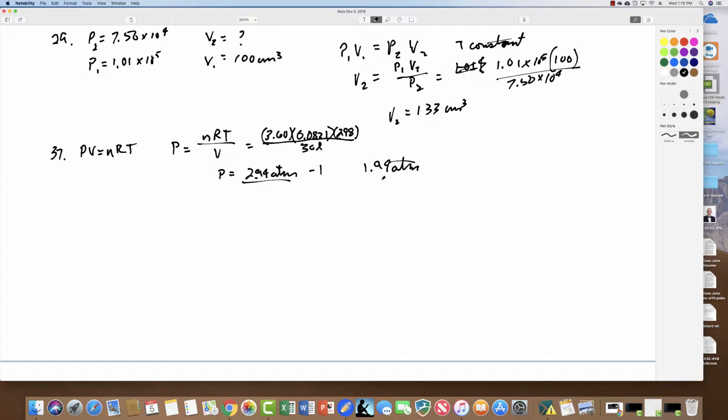Now if you want to know that in anything else, if you multiply it by 1.01 times 10 to the fifth, it'll tell you what the pressure is in pascals. If you multiply that by 760, it'll tell you the pressure in millimeters of mercury.